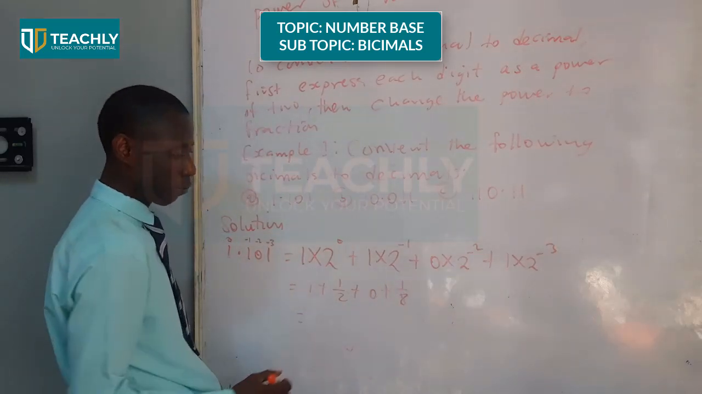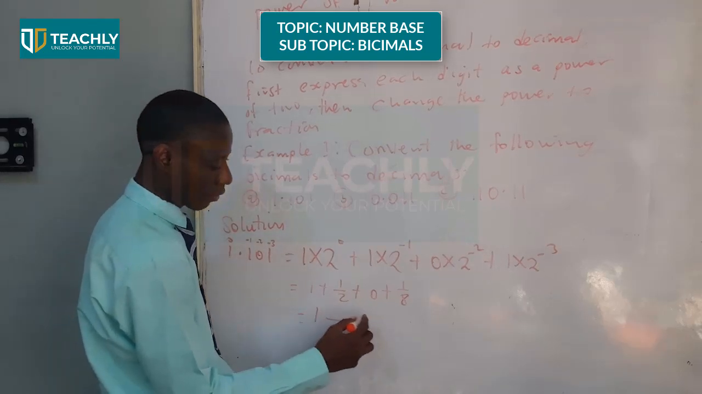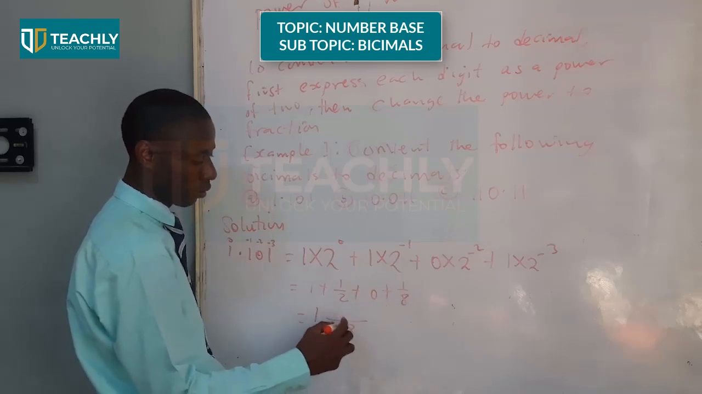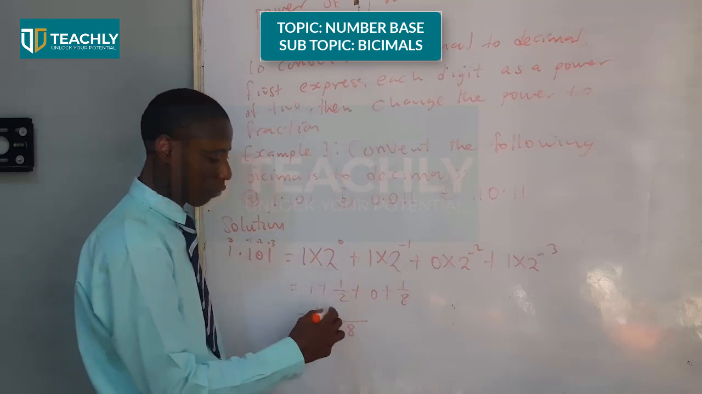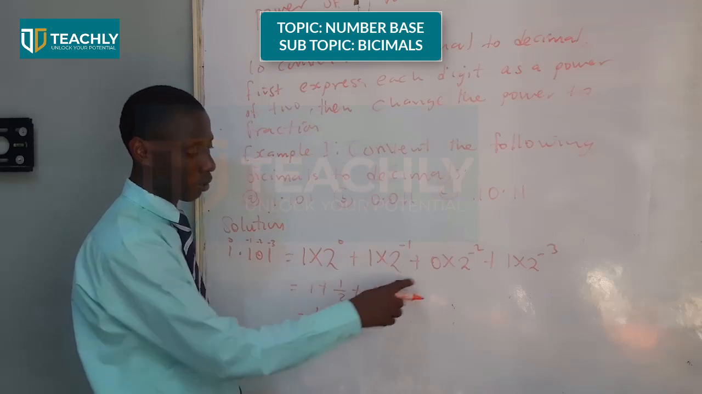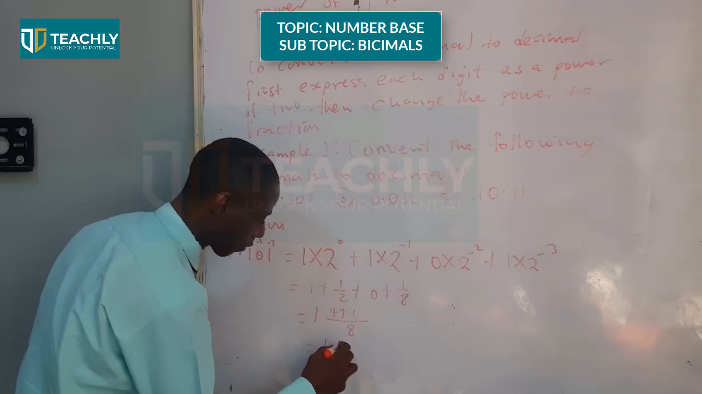Then what's the next step? We can just have 1. So let's add these two fractions. The LCM of these two fractions is 8. 2 in 8 we have 4, 4 times 1 we have 4. Plus 8 in 8, 1, 1 times 1 we have 1. So it's going to be 1 whole number 5 over 8.